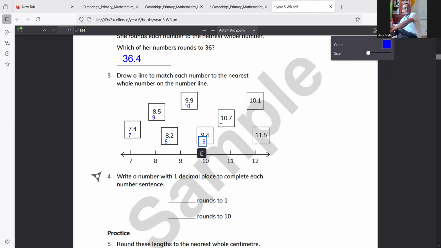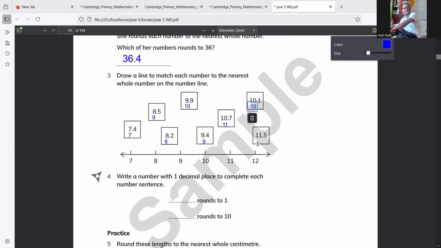10.7. The whole number is 10. The digit after the decimal point is 7, which is more than 5, so you're going to add 1 to the 10. It's going to be 11. This is 10.1. The whole number is 10. The number after the decimal point is 1, which is less than 5, so don't add. It's going to be just 10.